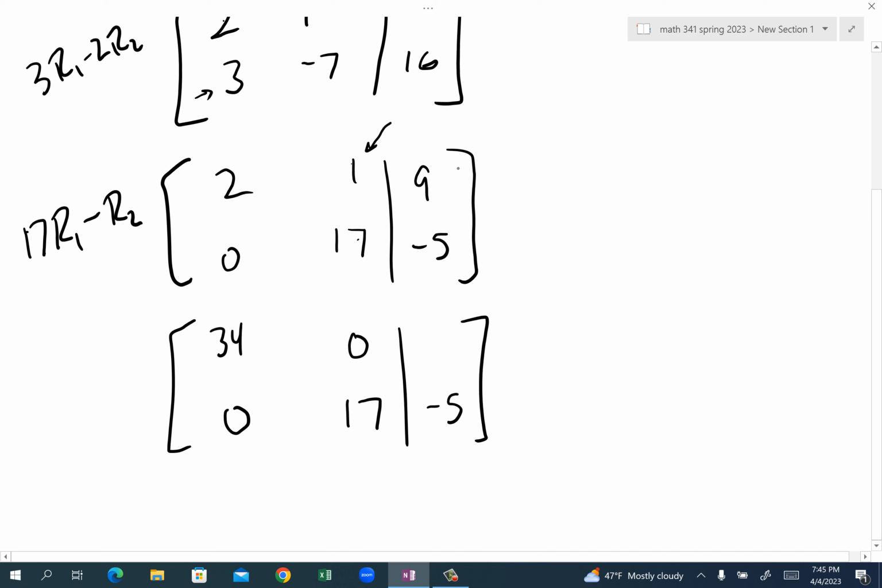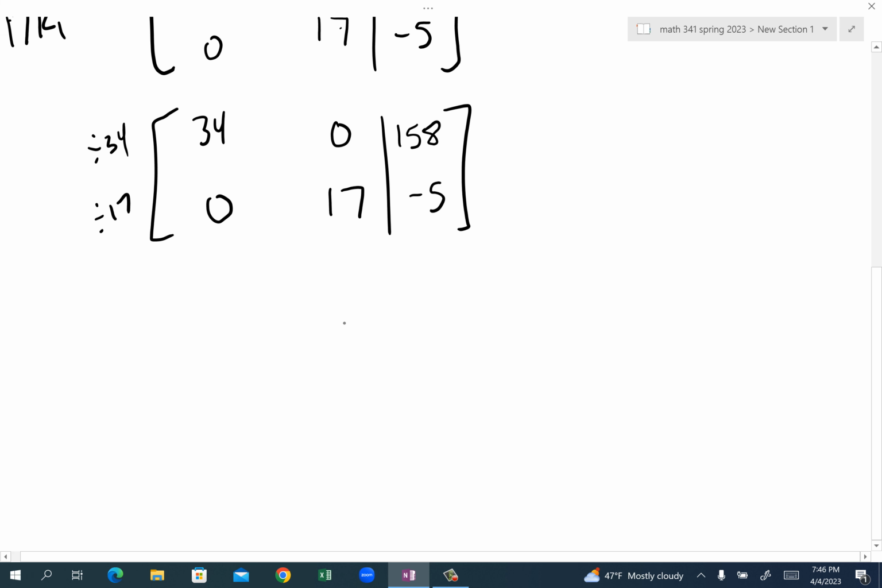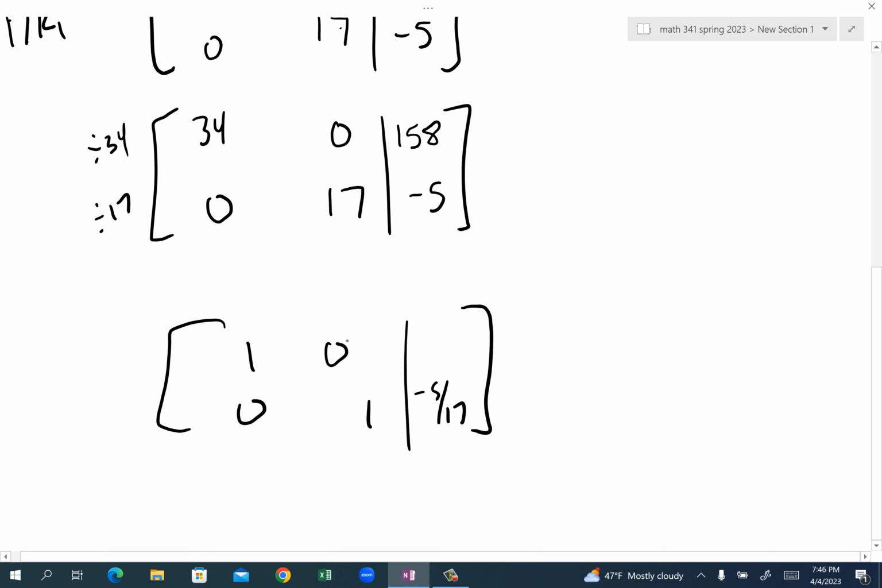17 times 9. Holy crap. Who came up with that stupid problem? 153. 153 minus a minus 5 is 158. What a stupid problem. So clearly divide by 34, divide by 17. Hey, you're home free. So you get this 0, 1, negative 5 17ths. That's my y, obviously. 1, 0, 158 34ths, whatever that is. Okay, and there's your 2 answers.